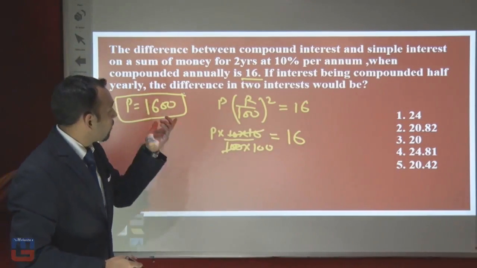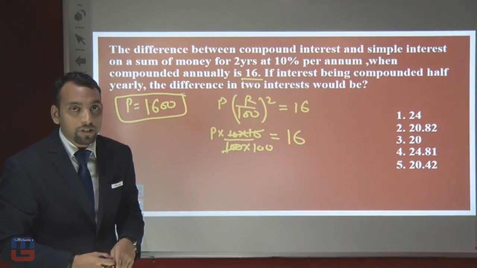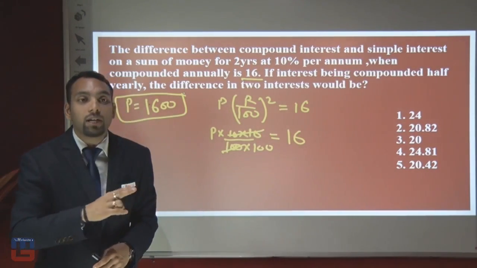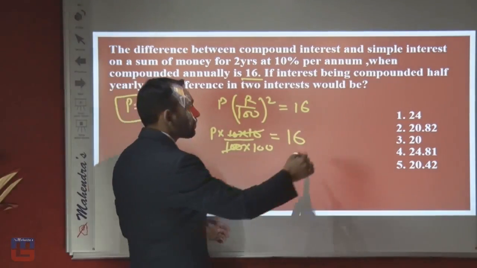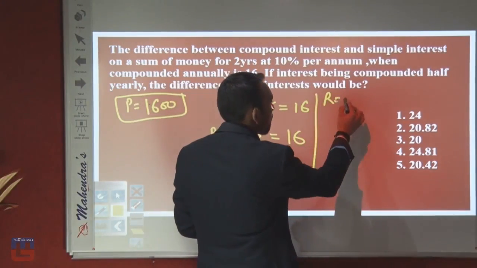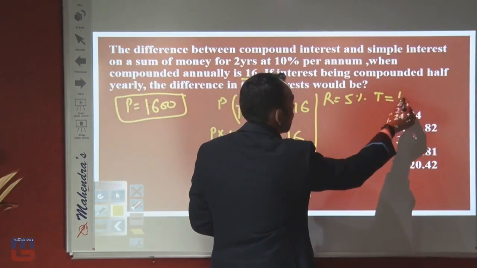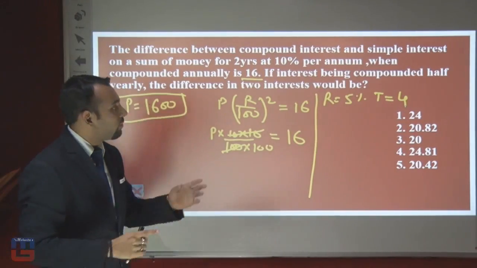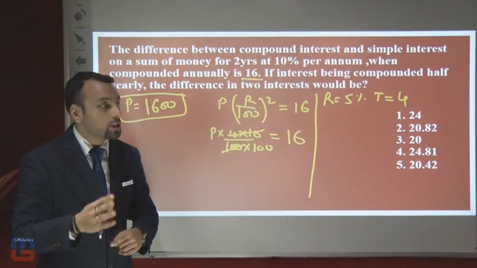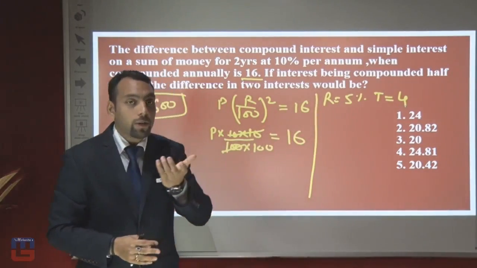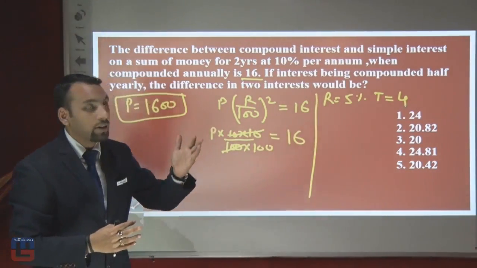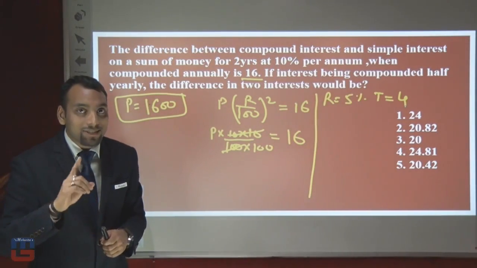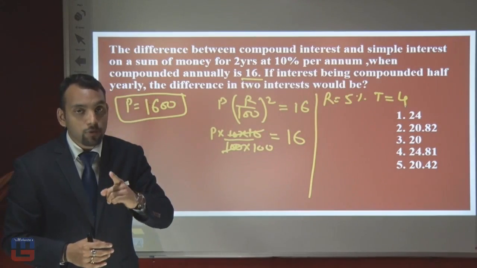Now principal is 1600, rate is 10%, and time is 2 years. But if interest is compounded half yearly, the rate will be 5% and time will be 4, because in case of compounded half yearly, you have to divide the rate by 2 and multiply the time by 2. So the new rate is 5% and the new time is 4 years, which means we have to find the difference of compound interest and simple interest at the rate of 5% for 4 years.